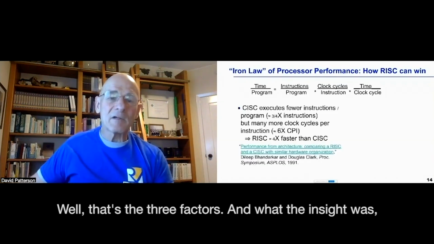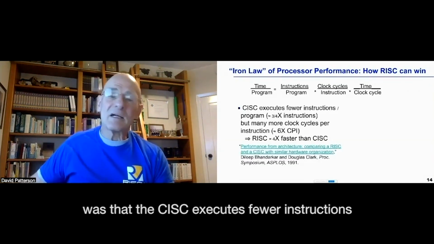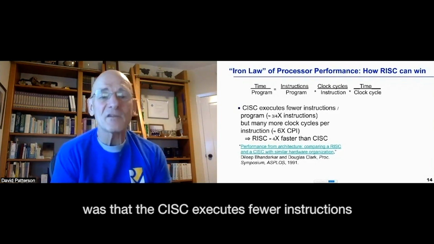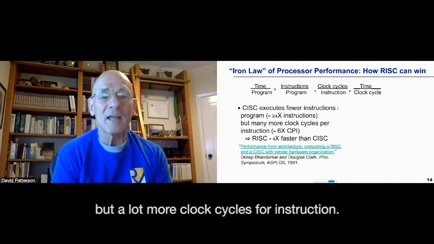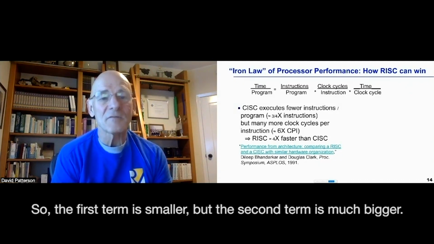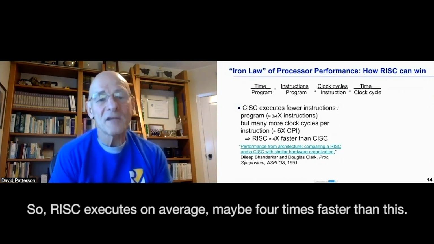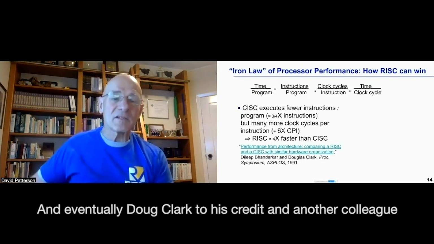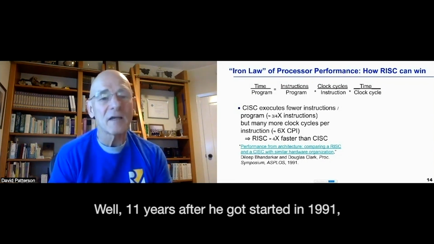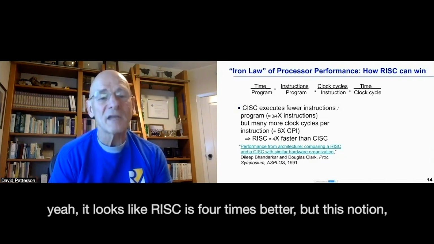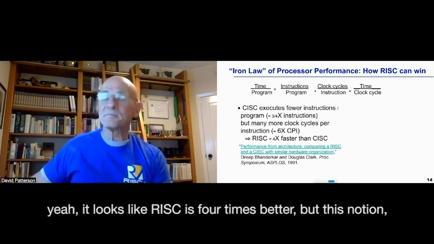And the insight was that the CISC executes fewer instructions per program, maybe 3/4 as many in that first article, but a lot more clock cycles per instruction. So the first term is smaller, but the second term is much bigger. So RISC executes on average maybe 4 times faster than CISC. And eventually Doug Clark, to his credit, and another colleague, 11 years after he got started, in 1991, wrote a paper that said, yeah, it looks like RISC is 4 times better.